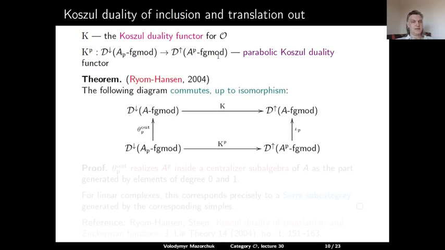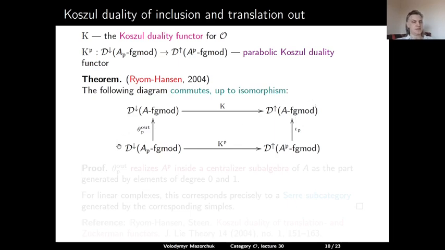Theorem by Steen-Riom-Hansen from 2004. The following diagram commutes up to isomorphism of functors. So we can start from the down arrow category of the singular block, translate out of the wall to get to the down arrow category for the regular block, and then go by Koszul duality to the up arrow category of the regular block.